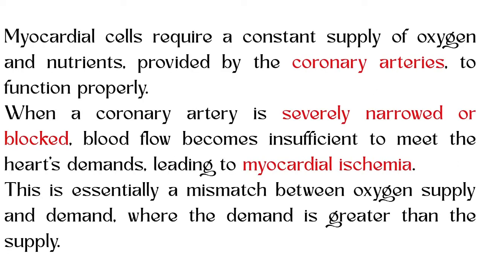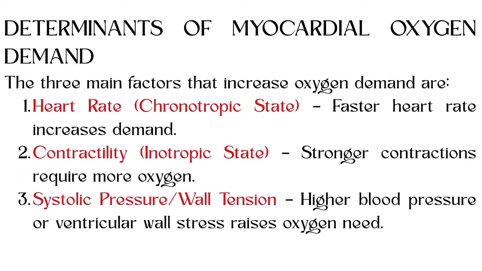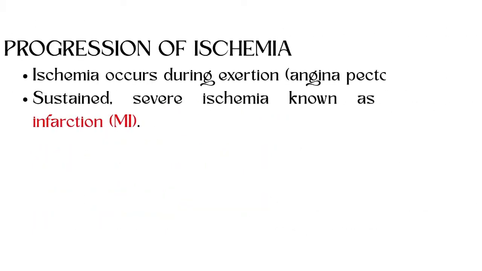Myocardial cells need a constant supply of oxygen and nutrients, which is provided by coronary arteries. Any narrowing or blockage of coronary artery makes it difficult to reach the myocardial demands, leading to myocardial ischemia. Factors responsible for this increased oxygen demand are faster heart rate, stronger contractions, and high blood pressure or ventricular wall stress.